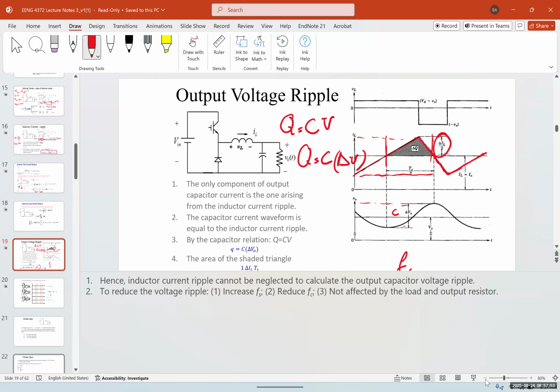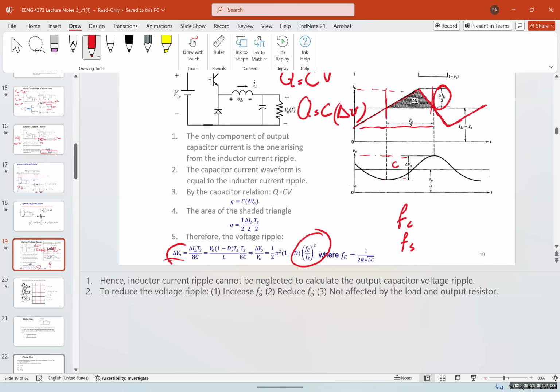Again, to reduce the voltage ripple, which is delta V, we want this delta V to be the lowest. We can either increase Fs or we can reduce Fc. We want this ripple to be very close to the average, because the closer they get, you have a better DC signal. So we want it to be a smooth DC.